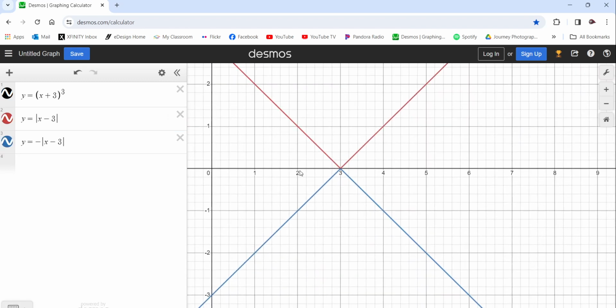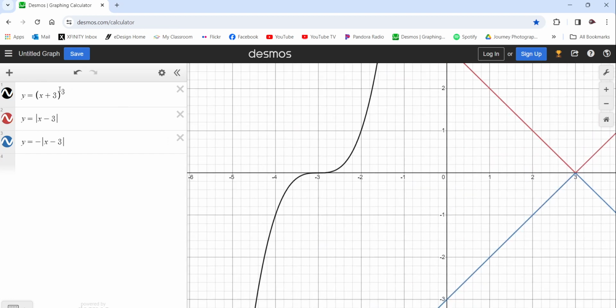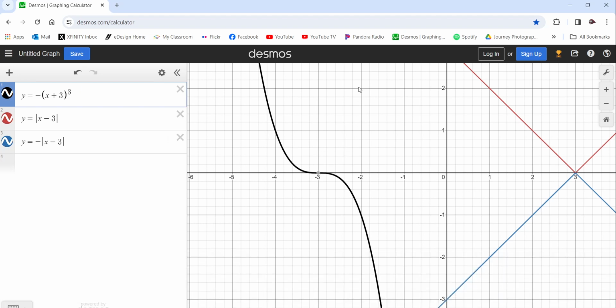See what it did? It took that red one that had a positive in front right there, and putting a negative in front, what did it do? It flipped it. So how would I flip this one? Put a negative out in front of it. Watch. Boom. See what it did? Instead of this part going up, now we flipped it and it's going down. Instead of this part going down, it goes up.